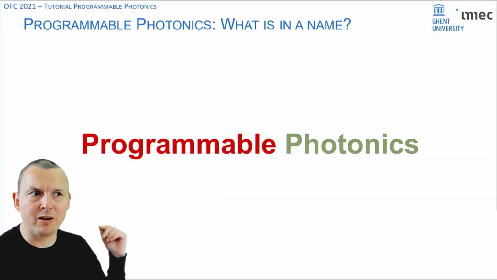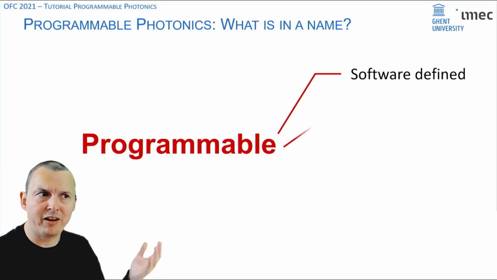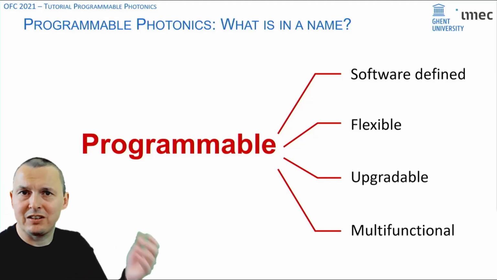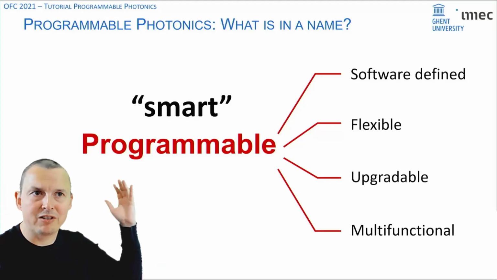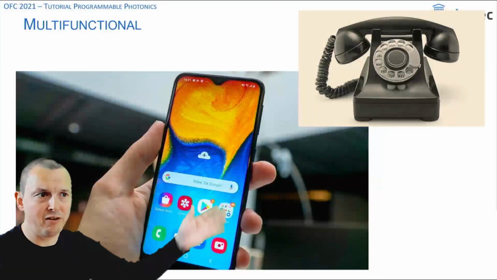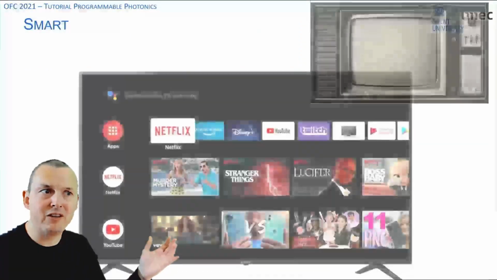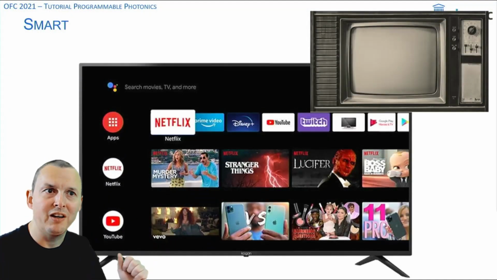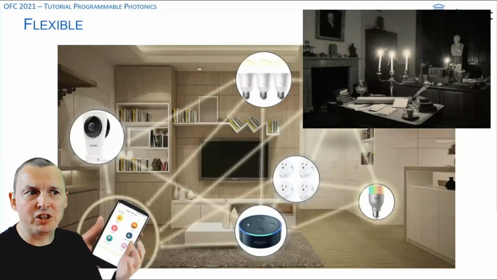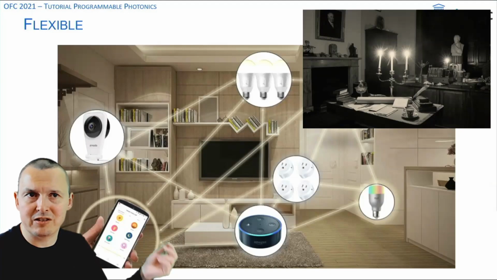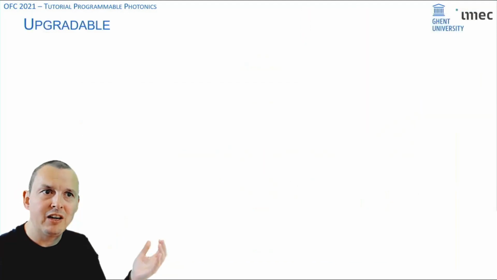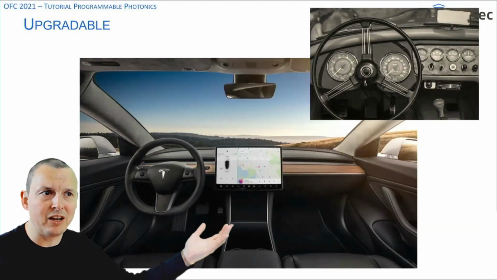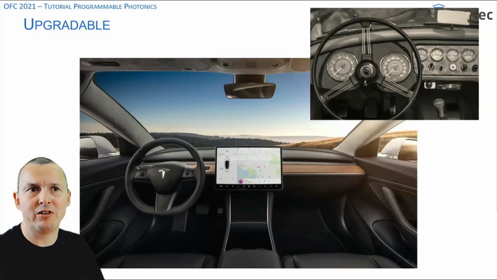Programmable photonics, what does it bring to mind? Well, the first word, programming, makes us think about software-defined, flexible, upgradable and multifunctional devices or things in our environment. In other words, smart devices. We're thinking about smartphones, which are essentially phones that can be programmed, or smart TVs, which offer you a lot more functionality than just your plain old TV. We see programmability emerging into our house, where you have all these smart assistants and programmable lighting and things like that. And the software aspects are also penetrating cars, where you now find over-the-air upgrades.